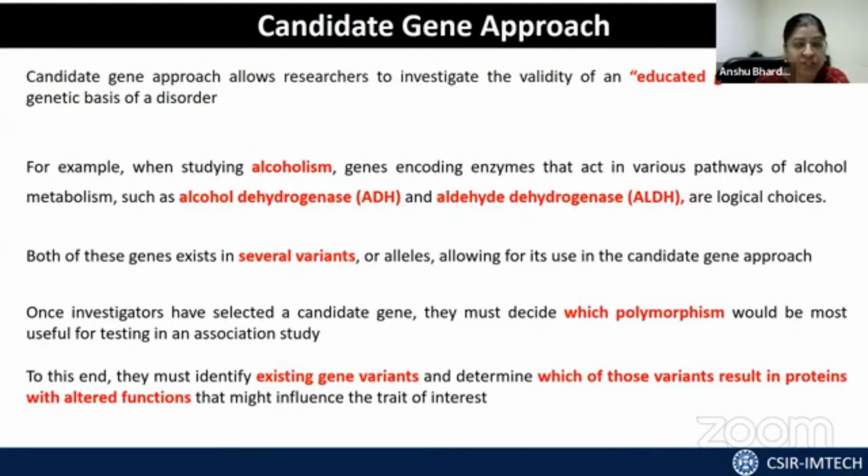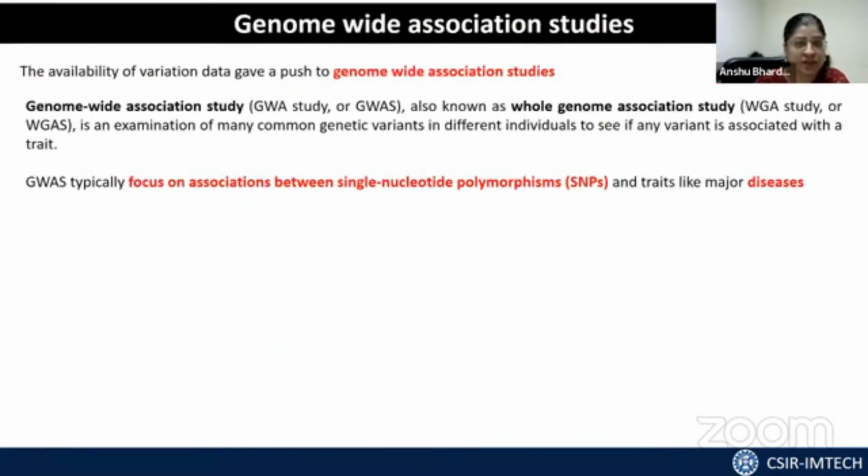So here you are actually also digging deep into the mechanism of what that variation might be doing. The problem is, in most cases, this kind of educated guess either has failed or it is extremely difficult to make. And that is where genome-wide association studies are done, where you are following a very data-driven approach.